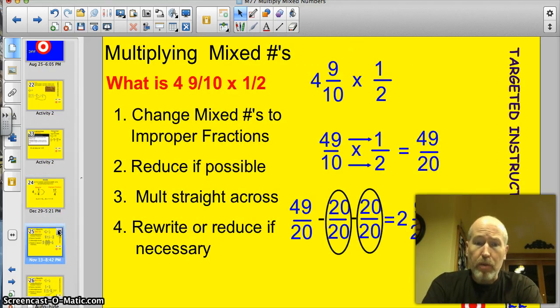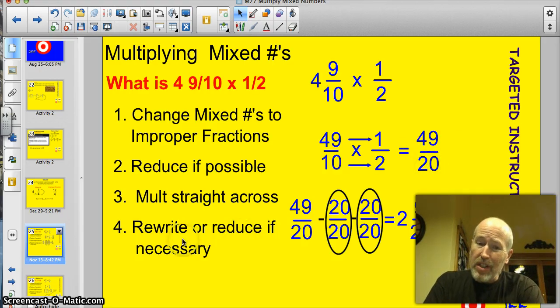Here's our first example. We have 4 steps this time. That first step now becomes changing the mixed number to an improper fraction. So we have 4 9/10 times 1/2. We only have one mixed number here, but 4 times 10 is 40, plus 9 is 49/10. So now we have 49/10 times 1/2. Just take that straight across. 49 times 1 is 49. 10 times 2 is 20. We get 49/20 as our answer.